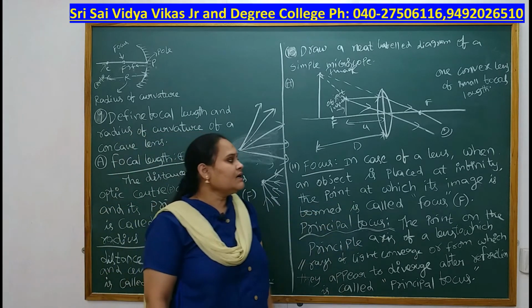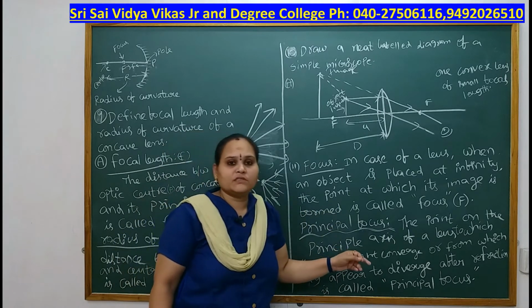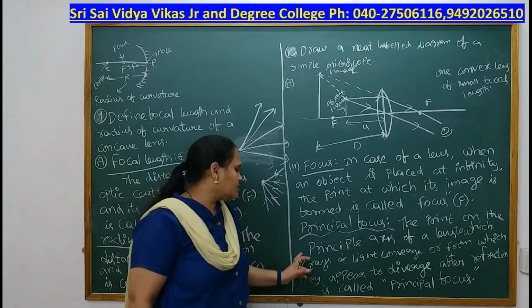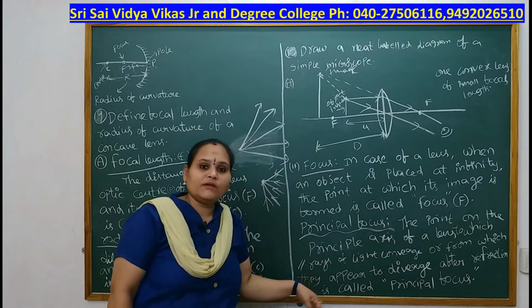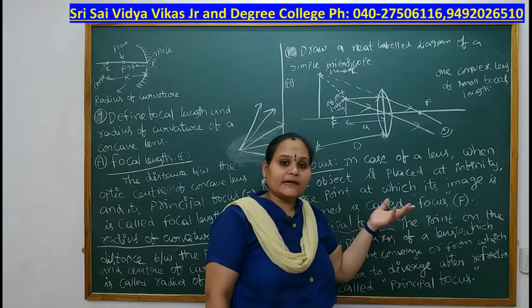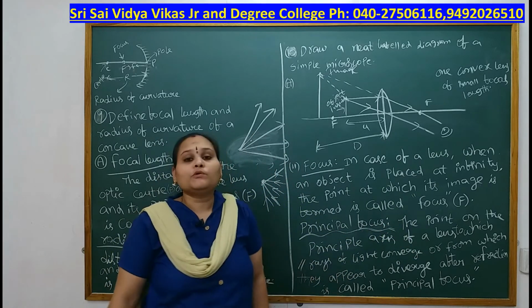Focus is nothing but, in the case of a lens, when an object is placed at an infinite distance, the point at which the image is observed is called the focus. And the principal focus is the point on the principal axis of a lens to which the light will be converged, or from which it will appear to be diverged due to refraction. That point is nothing but the principal focus.